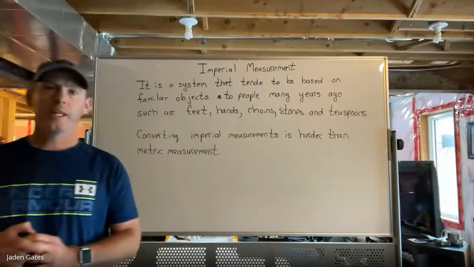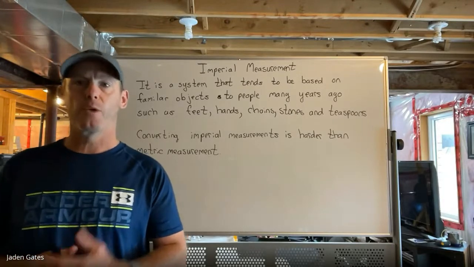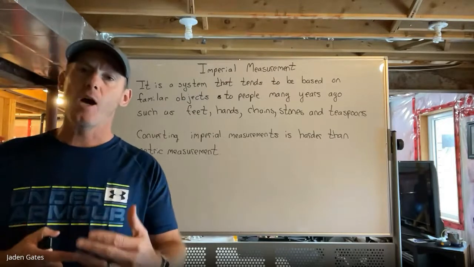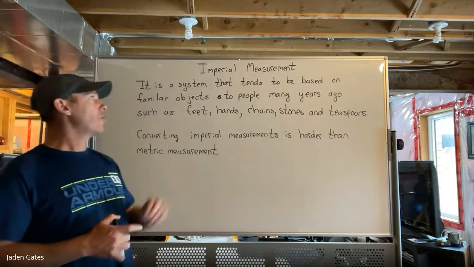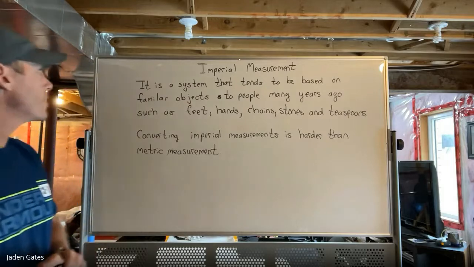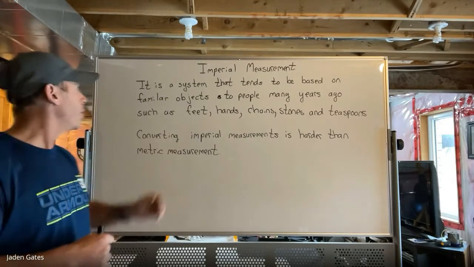All right, so in the class before, what we looked at was metric measurement, which again was what we use in Canada. But now we're going to look at something a little bit different and older, which is called imperial measurement. Now, imperial measurement is what's used in the United States. It is based on a system of years and years ago.